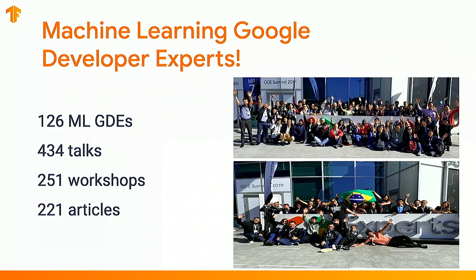Awesome. So some of the SIGs, like Joana mentioned, are led by what we call machine learning Google developer experts. And so I'd love to show you a little bit about what that means. So our ML GDEs are a global network of ML experts that Google works closely with, and we provide the latest information to them. They give us feedback. It's like an awesome relationship. So we're really excited. We have 126 ML GDEs to date worldwide.